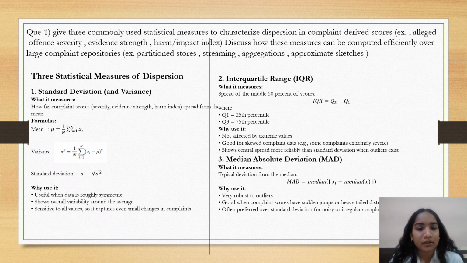And then after that, third is median absolute deviation. It measures how far each value is from the median. So it is extremely robust because it is not affected by outliers. Whenever complaints include sudden jumps or heavy-tailed distributions, median absolute deviation becomes a better measure than standard deviation.